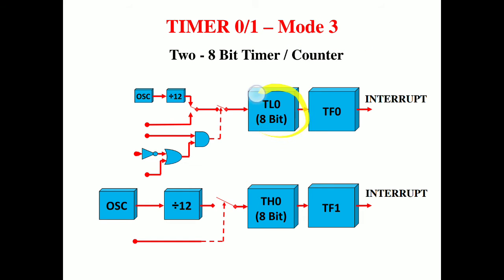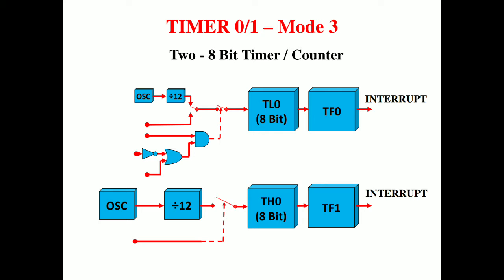Here TL0 works as a separate 8-bit timer, TH0 works as a separate 8-bit timer, and TL0 uses the TR bit for its start and stop condition, that is run or stop timer, so TL0 uses TR0 as the run or stop bit, and TH0 uses the TR1 bit as its run or stop bit, and for detection of the overflow condition, TH0 uses TF1. So understand that all 4 control bits are available in the TCON register as the higher nibble.